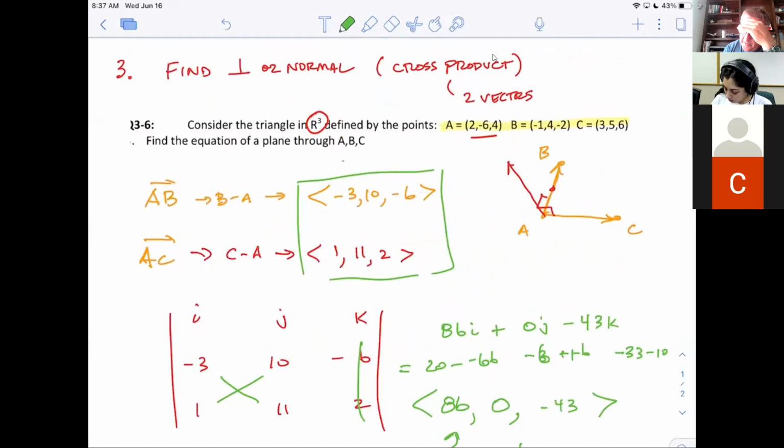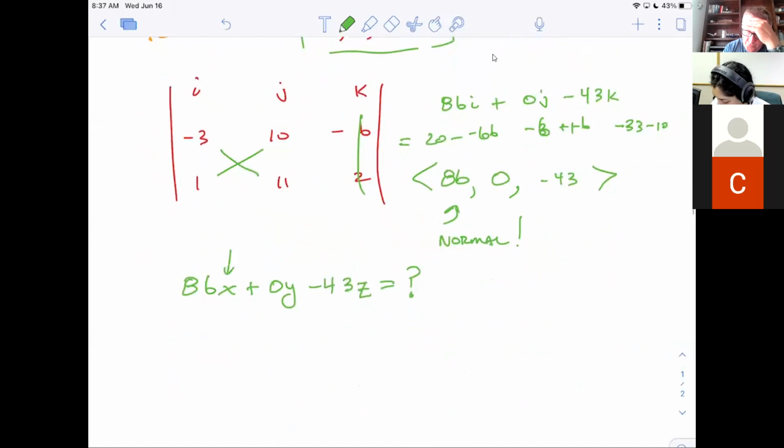So I'm going to pick A, 2, negative 6, 4. So 2, negative 6, 4. So what do I get when I plug all of that in? That's all I got to figure out. So 86 times 2 minus 43 times 4. I got 0. That is just weird. Can't believe I actually made a problem up that did this.